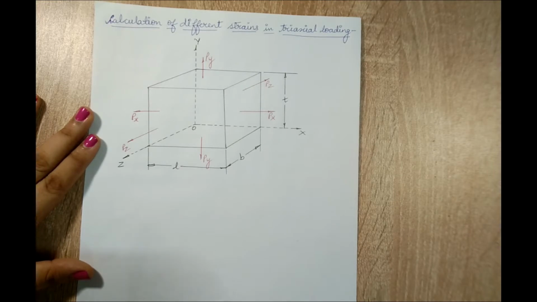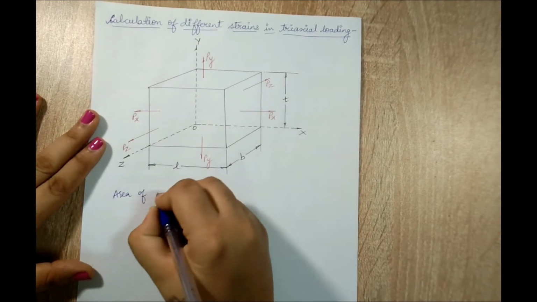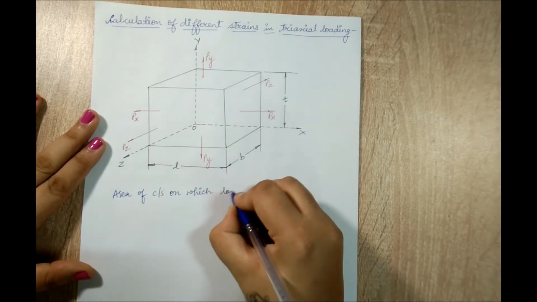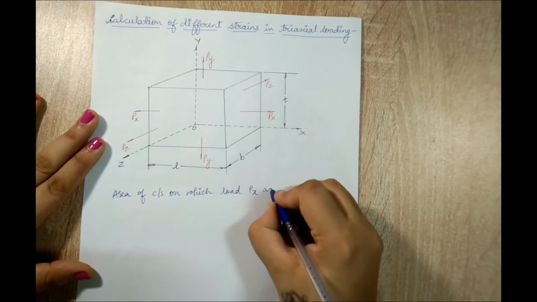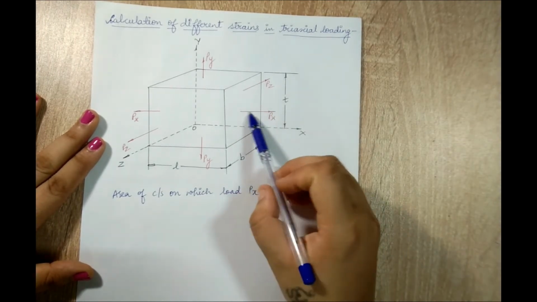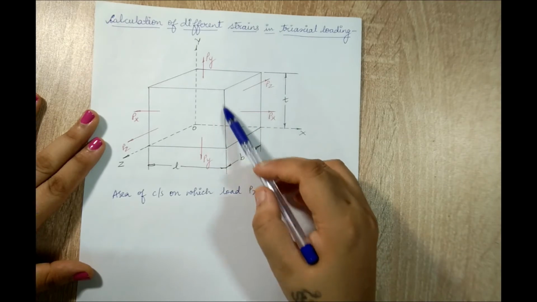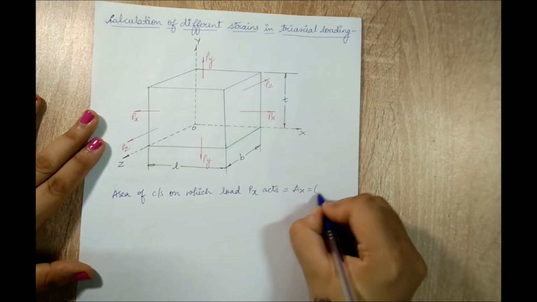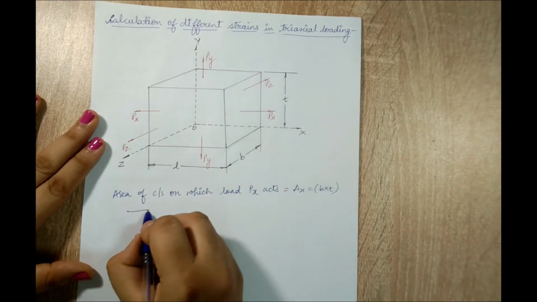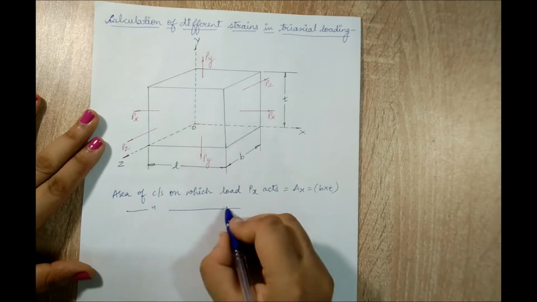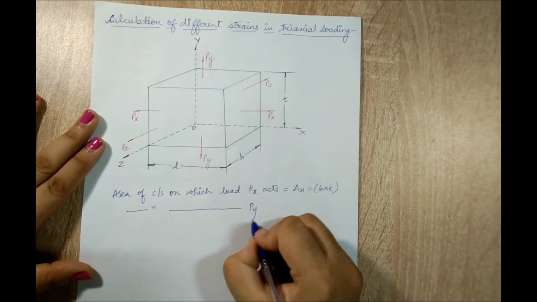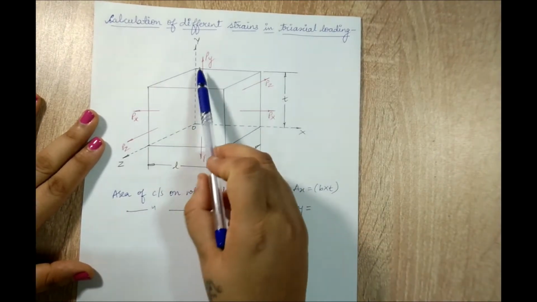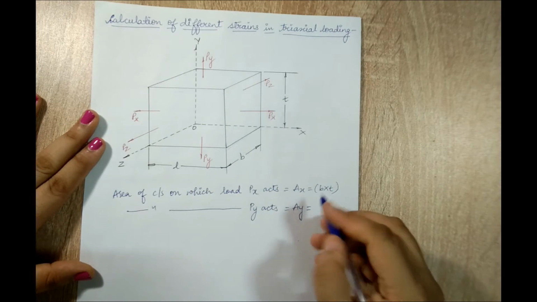So let's first start with the calculation of area of cross section on which load Px acts. If you observe, Px is acting on the area B into T. This is B and this is T. So I'll write here Ax is equal to B into T. Next, I'll put a detour sign and it is area of cross section on which the load Py acts. I'll call it as Ay. You can see this area is L into B.